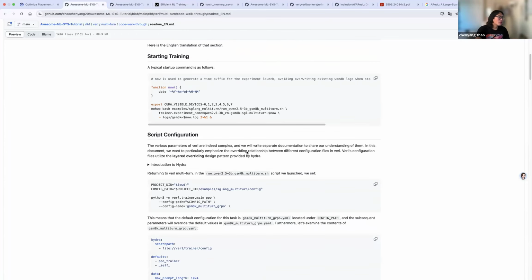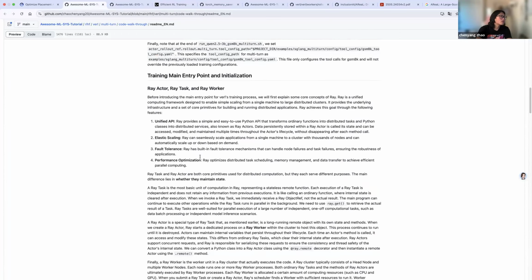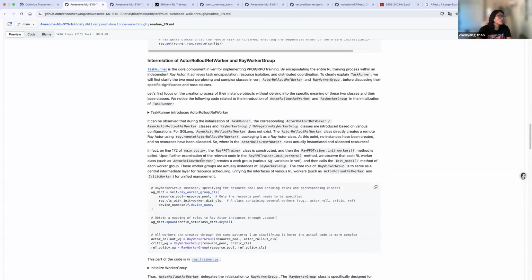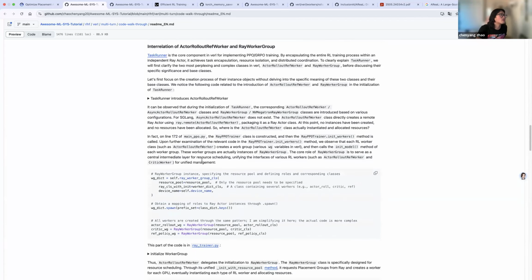Something I'd like to mention today is regarding the implementation of veRL. When I was first reading the code of veRL, I was so confused by these complicated classes. The name is called ActorRolloutRefWorker, and the next one is called RayWorkerGroup. So what are their actual definitions? I spent several days to figure out that in veRL, the worker and the worker group don't mean the same thing.